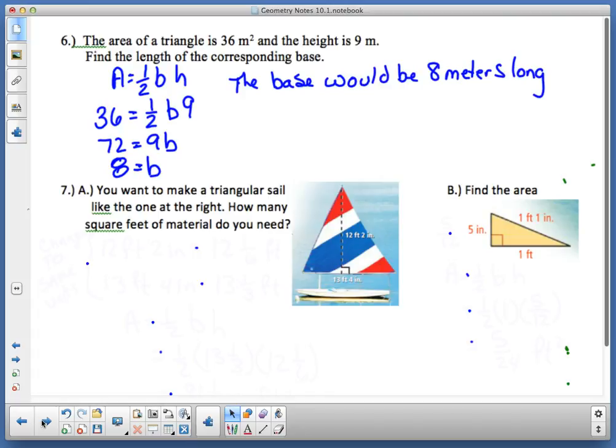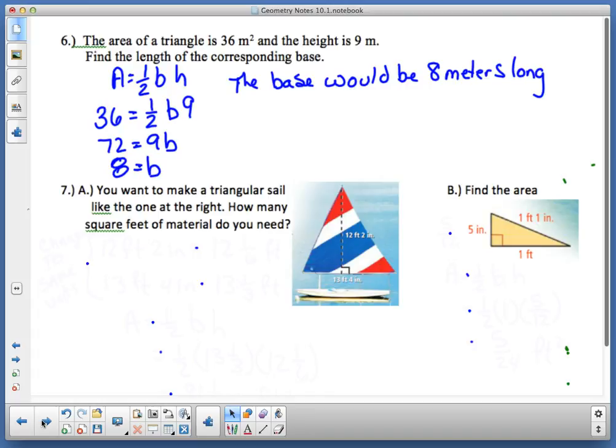Now, as we progress in our difficulty level, we start realizing that we can't mix. We cannot mix units when we're multiplying for area the way we're doing this. So when we come across problems like 7a, you want to make a triangular sail like the one at the right. How many square feet of material do you need?